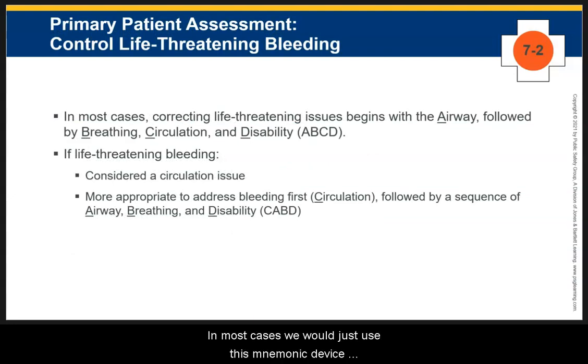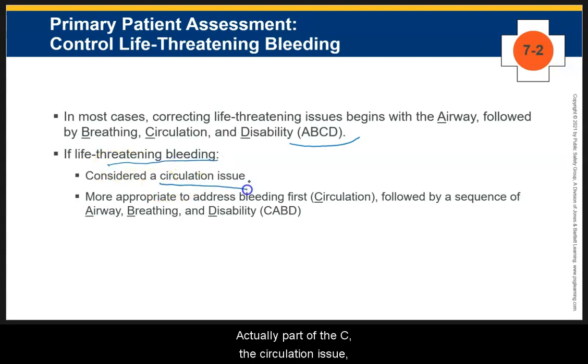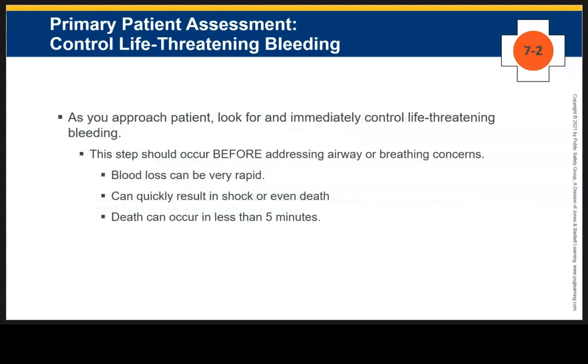In most cases, we would just use this mnemonic device, A, B, C, D, to progress through any possible life threats. But if there is a life-threatening bleed, that's actually part of the C, the circulation issue, but we want to address that first. Look for that life-threatening bleeding, and that could be blood on the snow or some sort of obvious soaking on the clothing that's visible and so on.